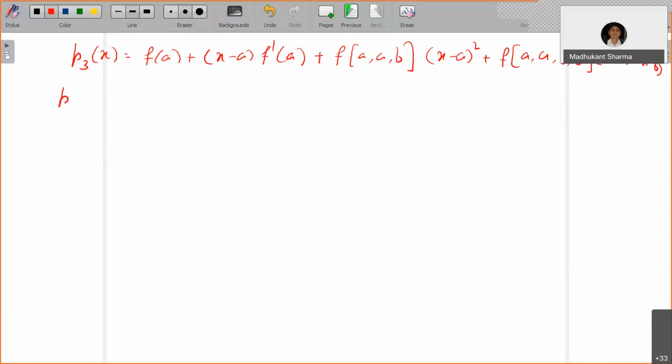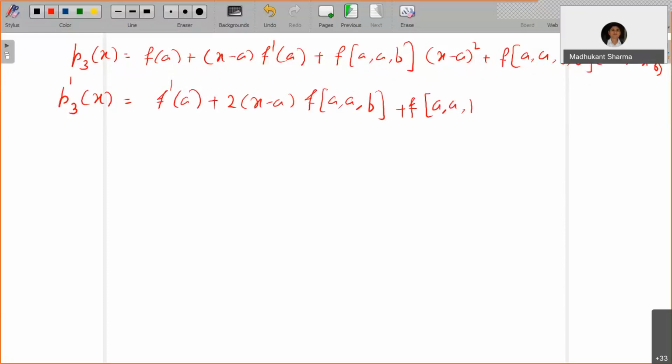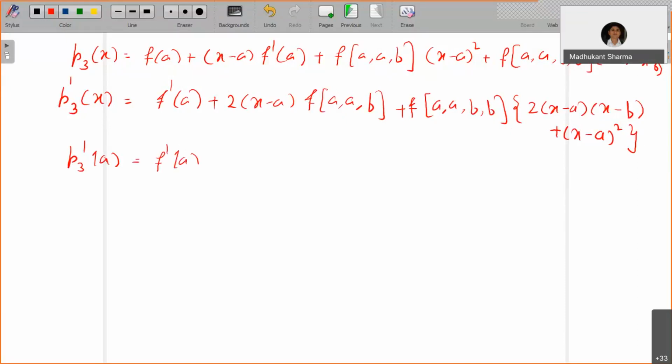Now we perform the derivative, so P3 dash of x is equal to, the first term is 0, so you have f dash of a plus x minus a times f of a, b, plus the last term f of a, a, b times, using the product rule, 2 times x minus a into x minus b plus x minus a whole square. Now what you need to find is P3 dash of a. It's straightforward: f dash of a. Other terms will not contribute because you have x minus a in each term, and x minus a is equal to 0 at x equal to a.